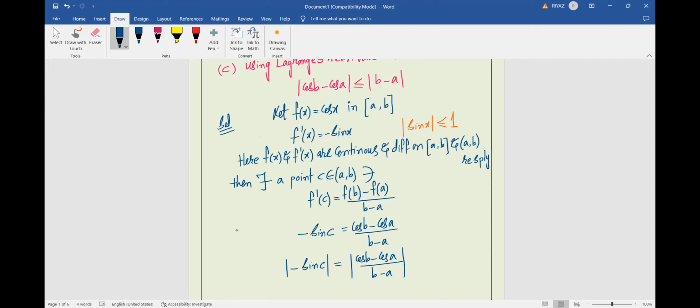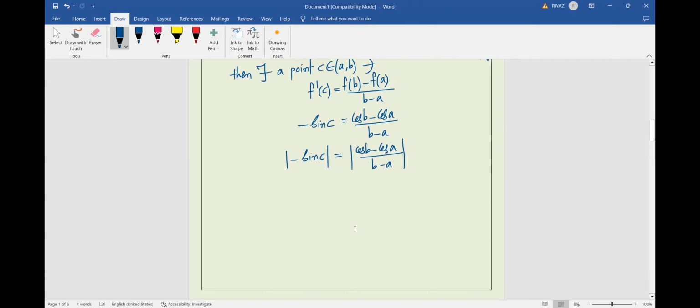Sir, yes. We are left with sin c here. This sin c value is equal to, we apply the modulus for the numerator as well as for the denominator: modulus of cos b minus cos a by modulus of b minus a. Right?